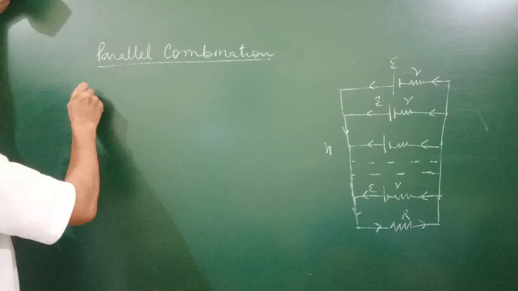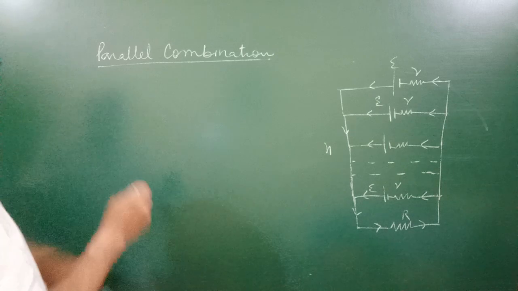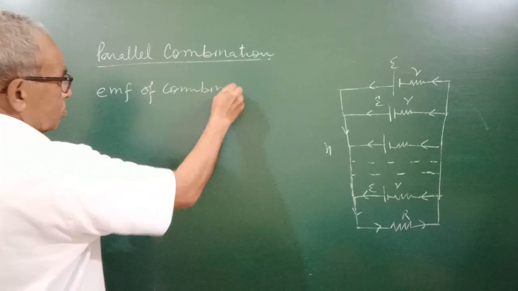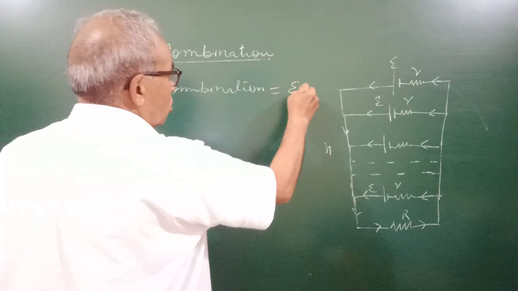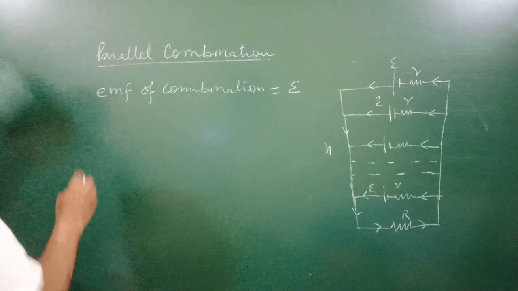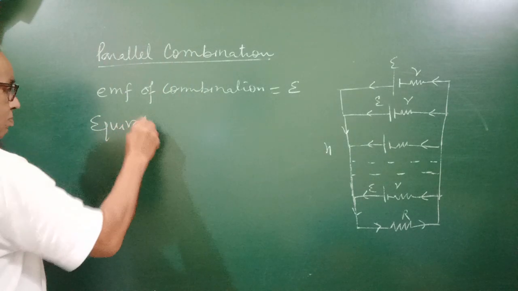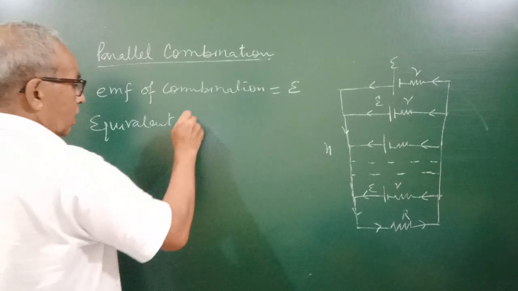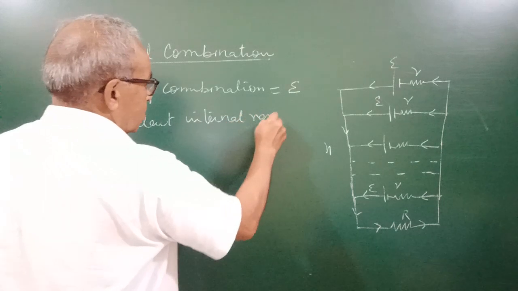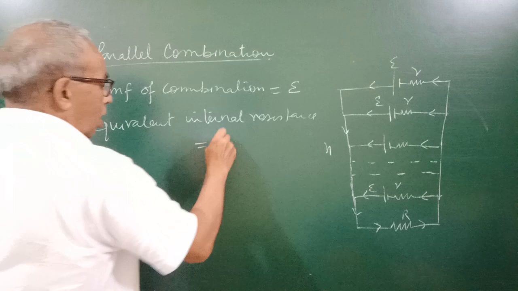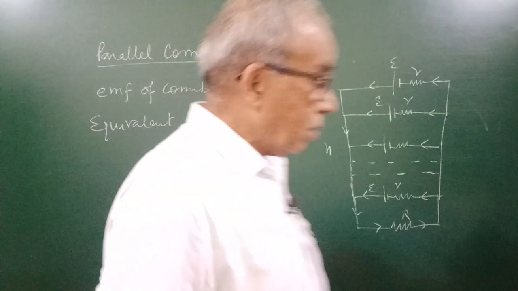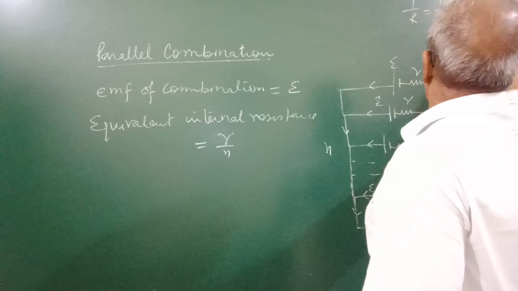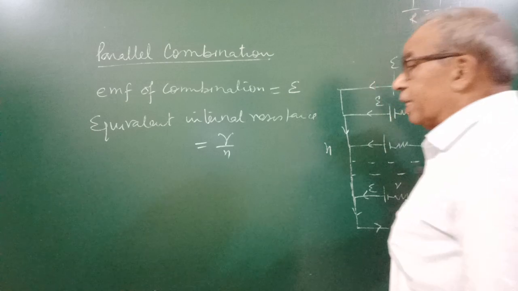So EMF of combination is equal to E, because in parallel voltage remains same, cells are identical. Equivalent internal resistance is r upon n. If we connect n resistances in parallel, then 1 upon r equal to 1 upon r plus 1 upon r plus 1 upon r, and so on. If we connect n, then it will be r by n.